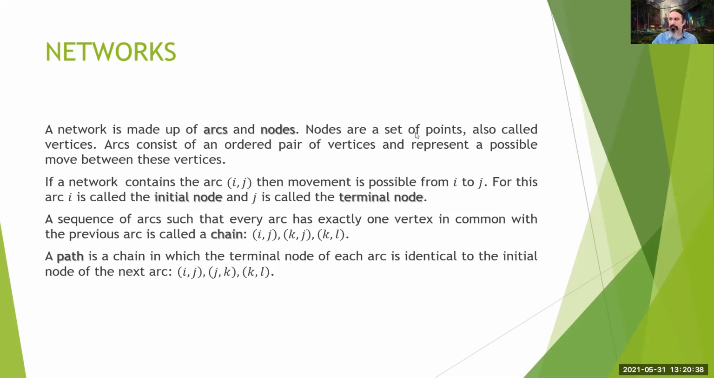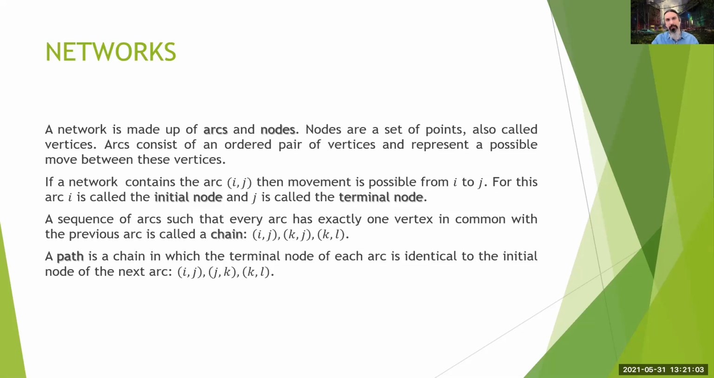So nodes are a set of points, also called vertices. Arcs consist of an ordered pair of vertices and represent a possible move between those vertices. So you actually have nodes and arcs going from one to the other. There's a flow in there. You're going from one point to another point. So if there's an arc ij, then movement from i to j is possible. i is the initial node, j is the terminal node.